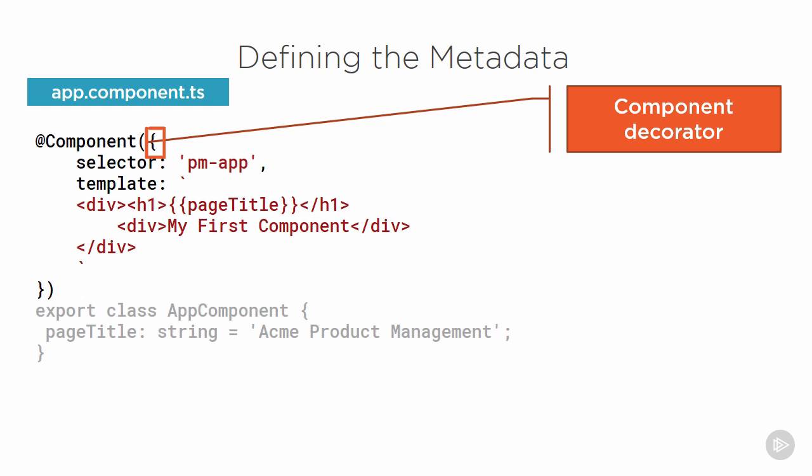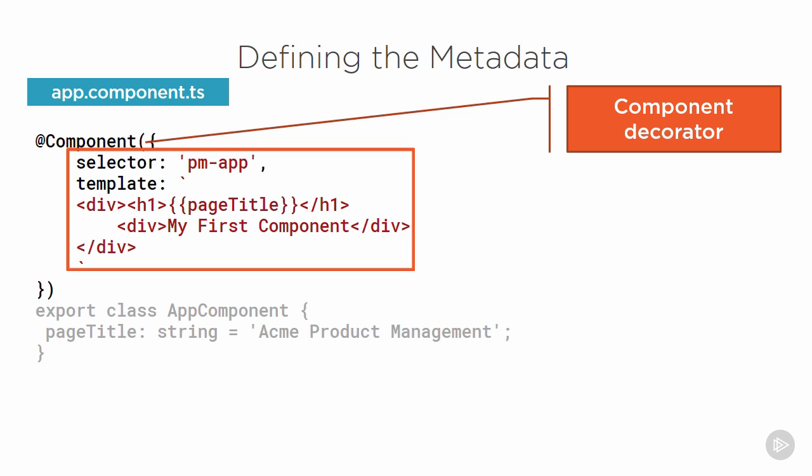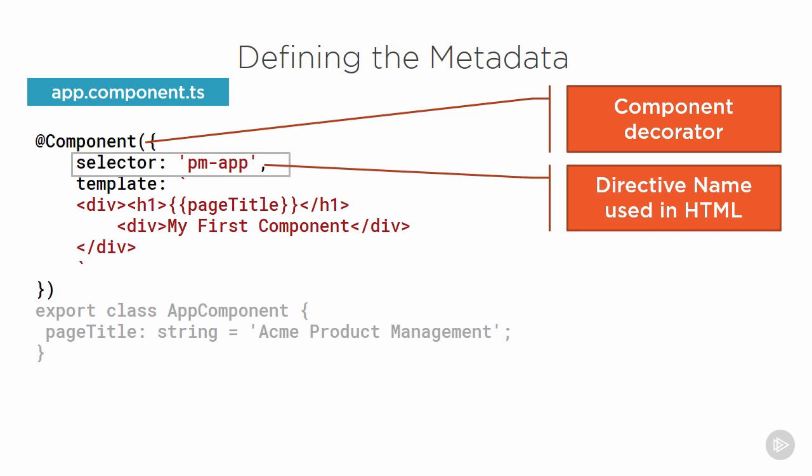We pass an object to the component function as indicated with the curly braces. The object we pass in has many properties. We are only using 2 of them here. If we plan to reference the component in any HTML, we specify a selector. The selector defines the component's directive name. A directive is simply a custom HTML tag. Whenever this directive is used in the HTML, Angular renders this component's template. We'll see how this works in the upcoming demo.